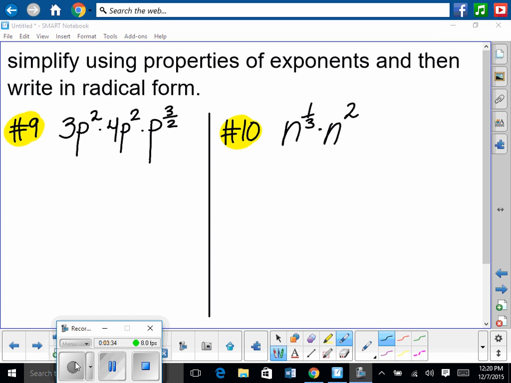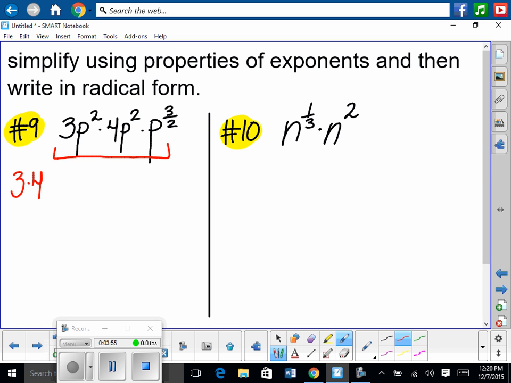Okay, on this next part, it says simplify first using properties of exponents and then write in radical form. So remember, we're using properties of exponents when we multiply the same base. So looking at number 9, we have all this stuff being multiplied. Now with multiplication, since there's no addition signs and no subtraction signs, we can reorder it. So I like to put like things by each other.